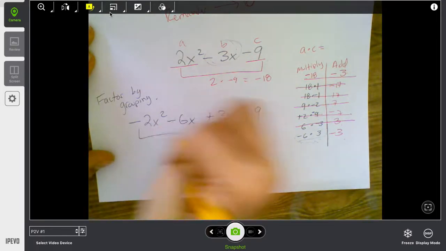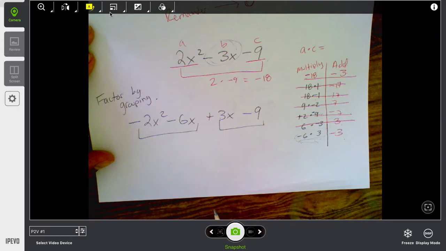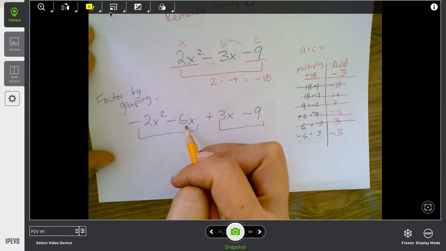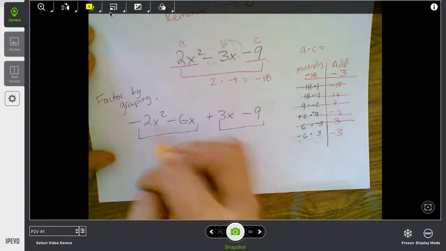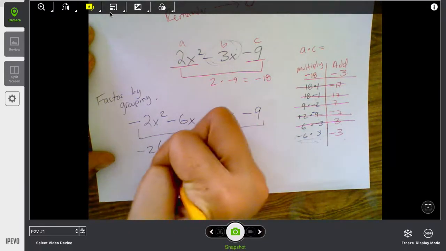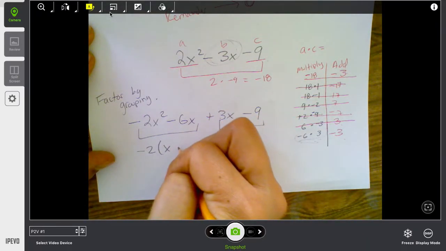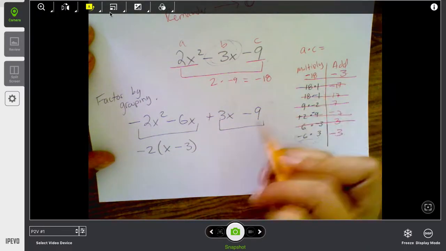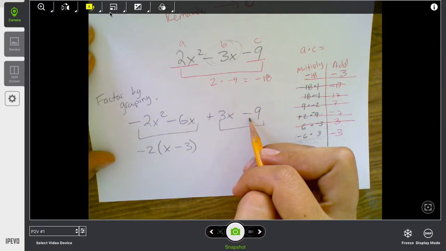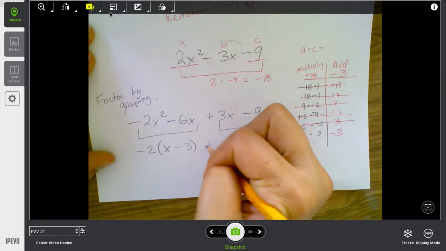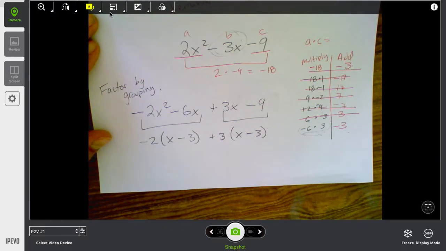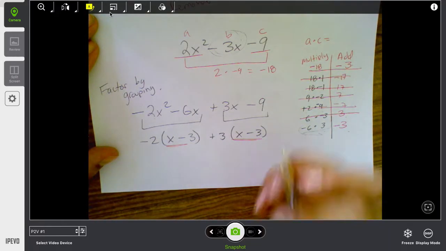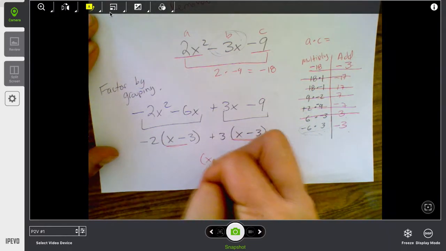So we group the first two together and we group the second two together. And then we find things that we can factor out of both of these. It looks like I can factor a negative 2 out, and an x out. So I do that. What I have left is x minus 3. And then here I'm going to factor out a positive 3, so I have x minus 3. And then in this factoring by grouping, we see that the x minus 3's repeat, so we're going to write that once.